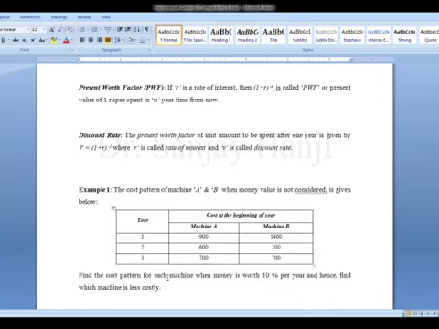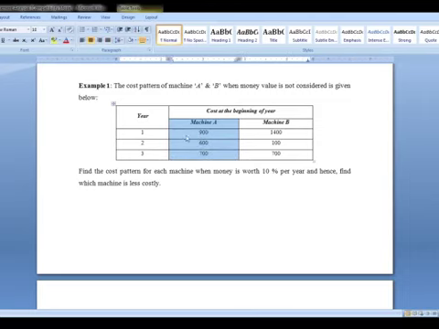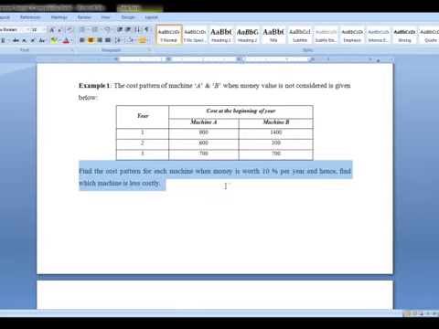Now let us solve an example. This is the cost pattern of machine A and B when money value is not considered, given below. Now the cost at the beginning of the year for machine A for first year, second year, third year. Beginning of first year, that is 900 rupees. Beginning of second year, it is 600. Beginning of third year, it is 700. Same way, these costs are given for machine B also. Find the cost pattern for each machine when money is worth 10% per year. Hence, find which machine is less costly.